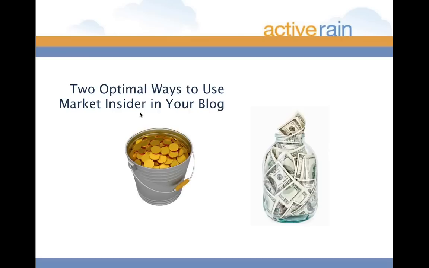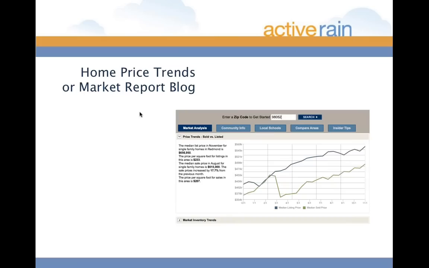So today, we're going to talk about two optimal ways to use either this Market Insider or any kind of market data like this to create blog posts. And the first one that we're going to talk about is either home price trends or market report blogs, or it's really the idea of a market report.